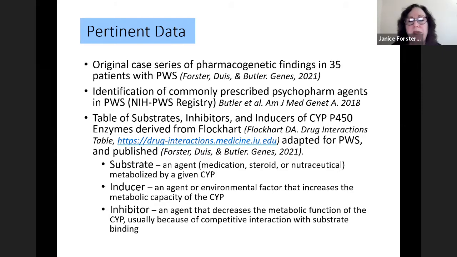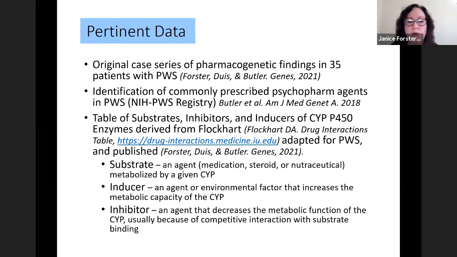We used the NIH PWS registry to identify the commonly prescribed psychopharm agents. This is similar to the PATH study, but a little bit different because there were 355 patients that were enrolled and followed over a 10-year period of time. We found that among those patients, more than half of them were receiving psychotropic medications, often in different combinations, and there were 482 different medications that were prescribed in this cluster of patients who were receiving them. So there were multiple evidences of polypharmacy.